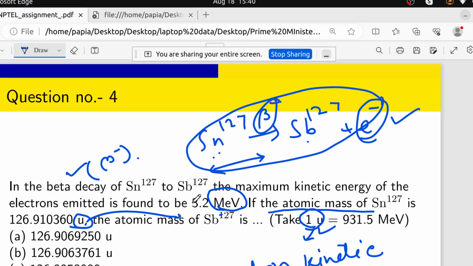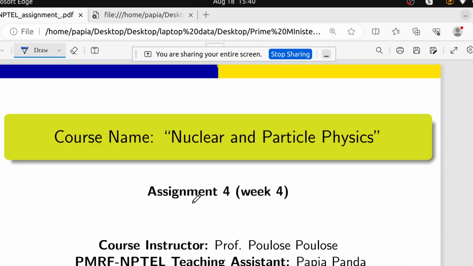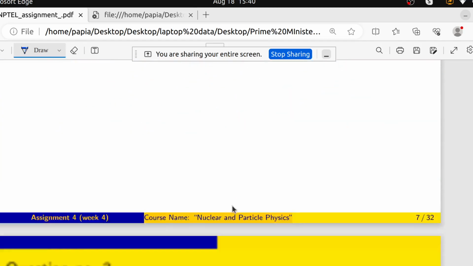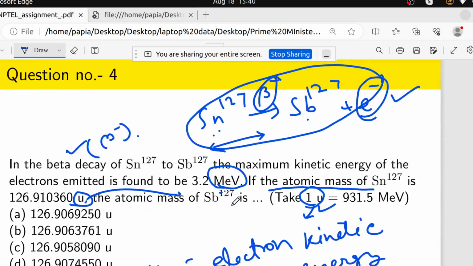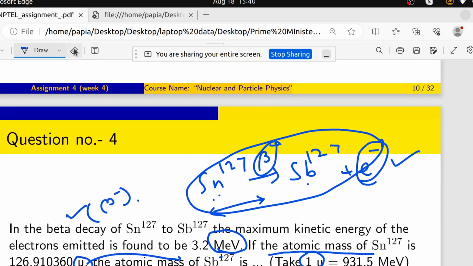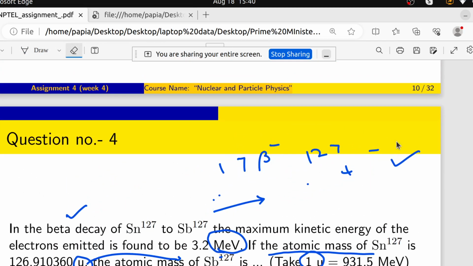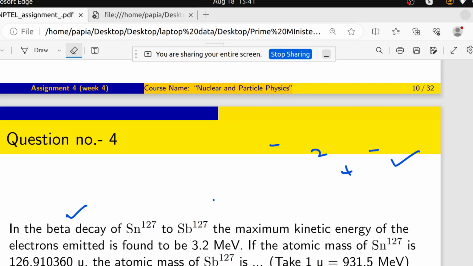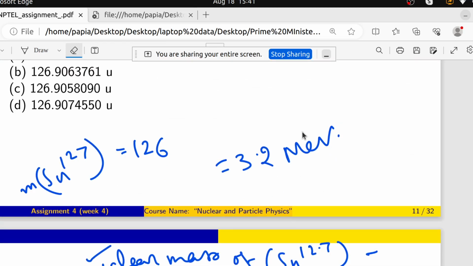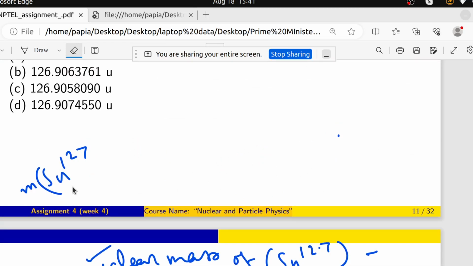Ma'am, just a minute, which assignment is this? This is assignment number 4. I think you did not hear anything on that assignment, so I'm just going to recap all these things a little bit quickly. I'm going from question number 4, since questions 1, 2, 3 have already been done. So question number 4, I'm just going to explain again.